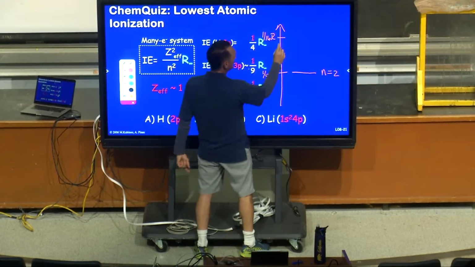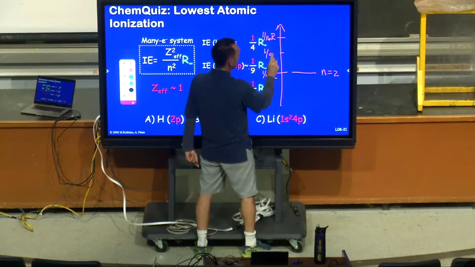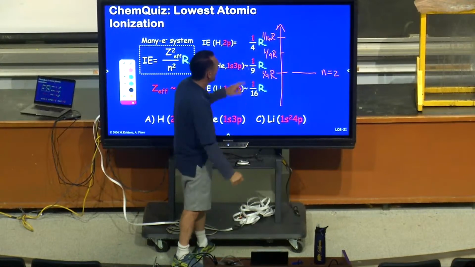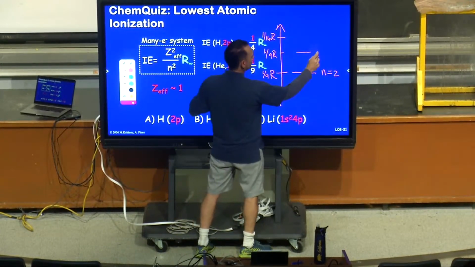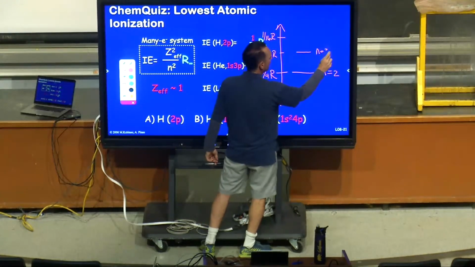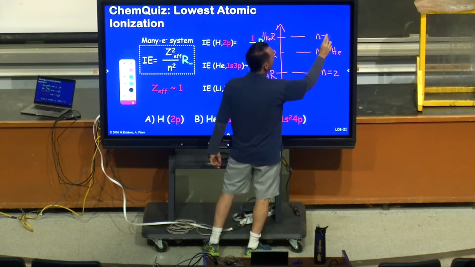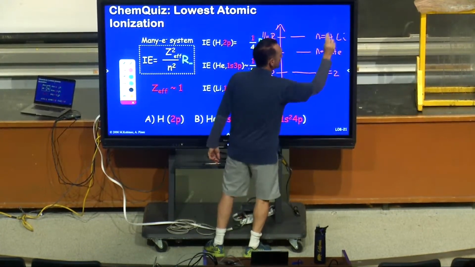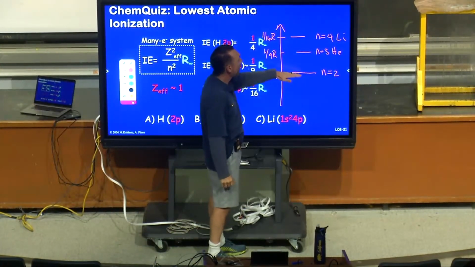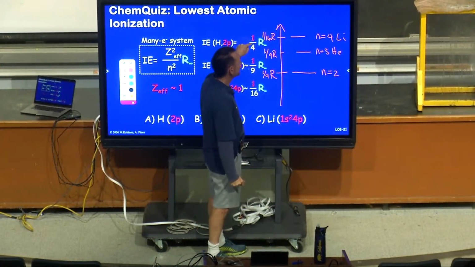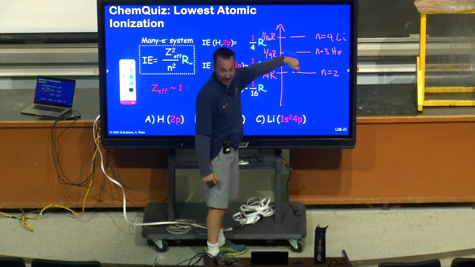And a 9th of a Rydberg around here. So this is the energy state that the helium is kind of in. This is n equal 3 for the helium, and this is n equal 4 for the lithium atom. And this is what I'm pointing out. More energy of ionization means lower energy level.